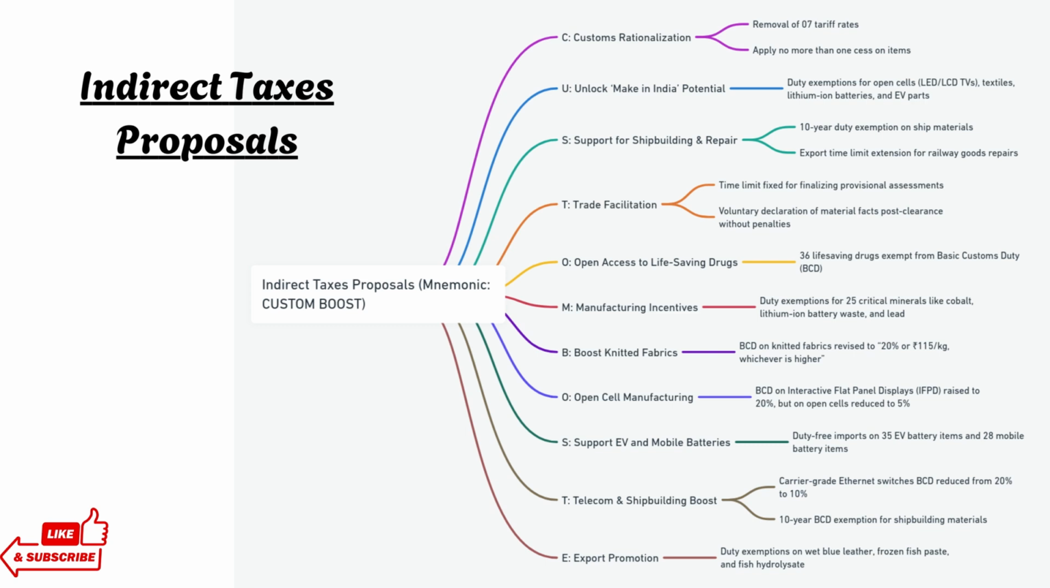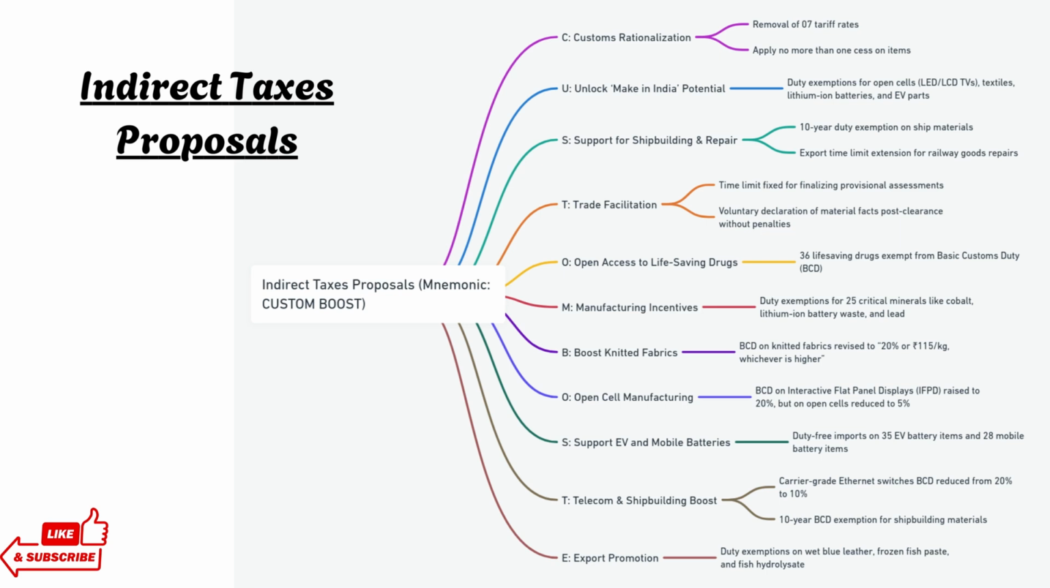Exemptions on cobalt, lithium-ion battery waste, lead, and zinc, which are crucial for EV production. Knitted fabric duties set at 20% or 115 rupees per kg, whichever is higher, protecting domestic manufacturers. E. Electrical components for displays. BCD on interactive flat panel displays, IFPD, increased to 20% to promote local production. Open cell parts BCD reduced to 5%, making domestic display manufacturing more viable.